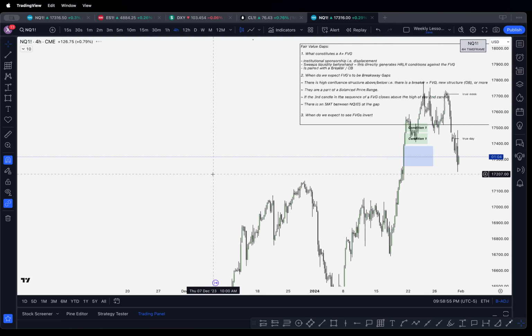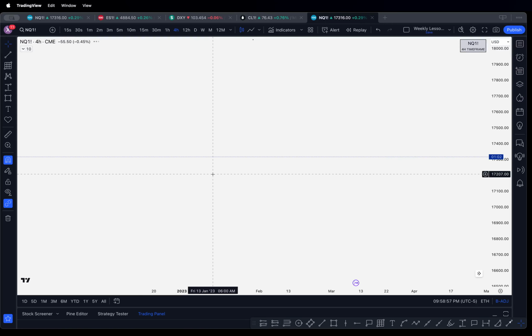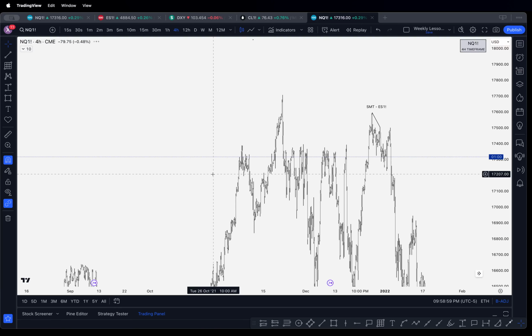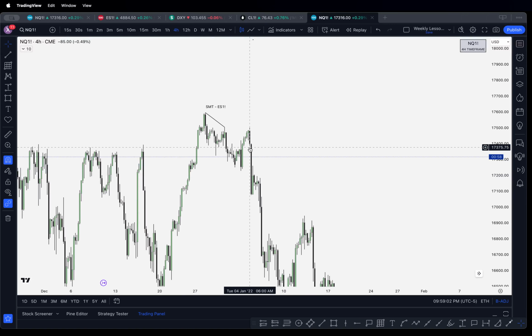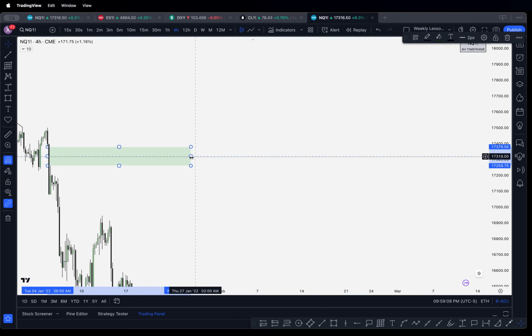Can we scroll to the left? Let's go all the way to the left and see. Would you look at that? Yeah, it's part of a breakaway gap, it's almost like a balance price range. I'm not capping. There's no way I could.